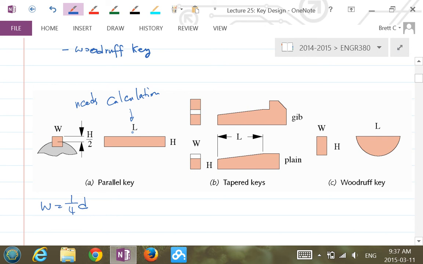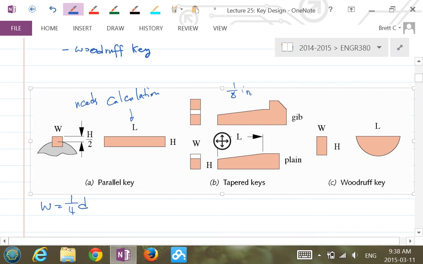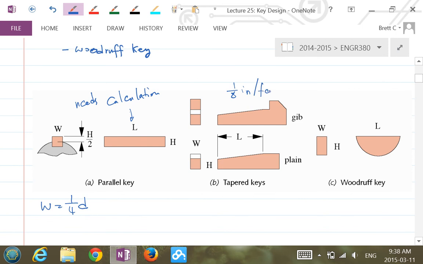For the taper key, the difference is basically it's a tapered surface. Typically it's 1/8 inch per foot. Another difference is that sometimes there's no head here, and this one here is the so-called gib head. Essentially it's a different application in terms of the assembling.